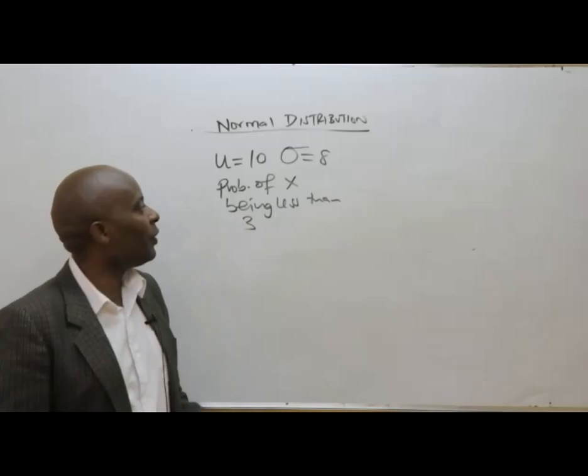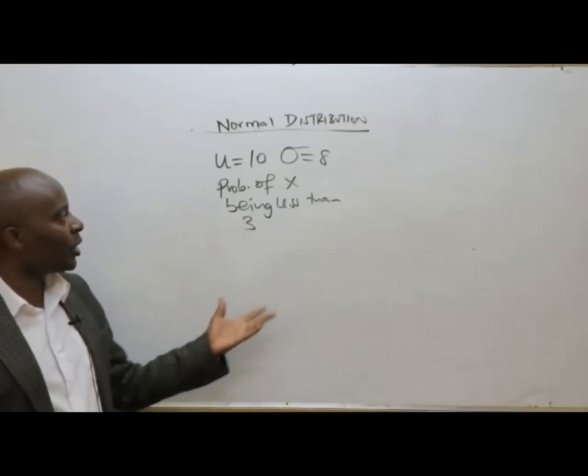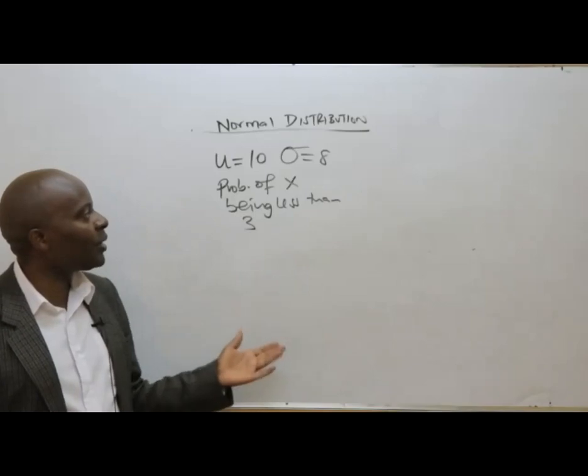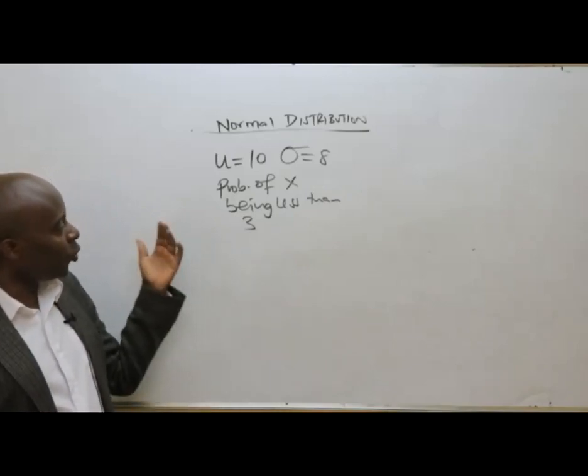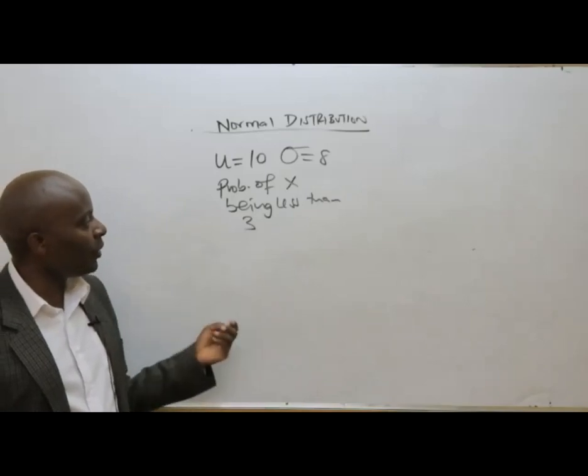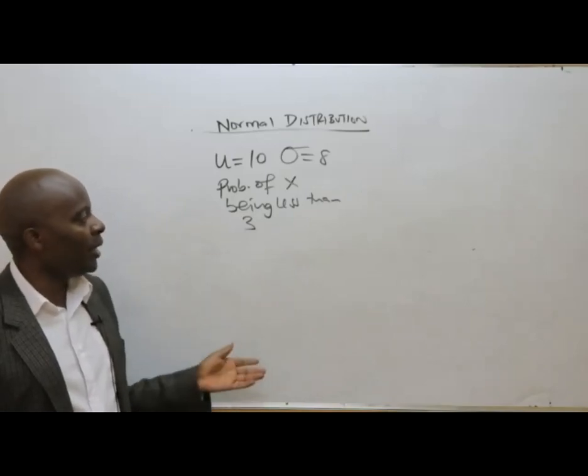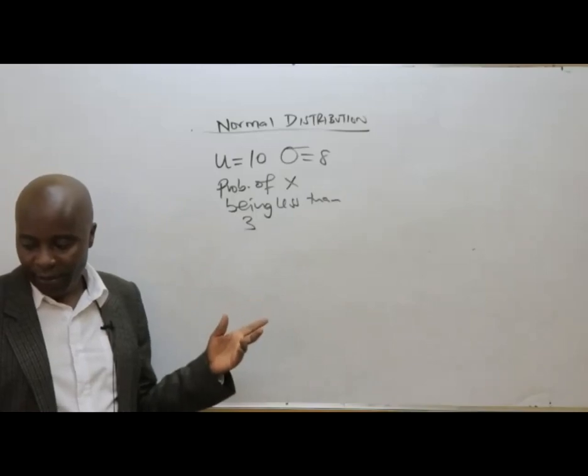So remember, they have given us the normal distribution. They have given us the defining parameters, that is the mean and the standard deviation. And then they want us to do something quite easy. They want us to give them the probability of X being less than 3.